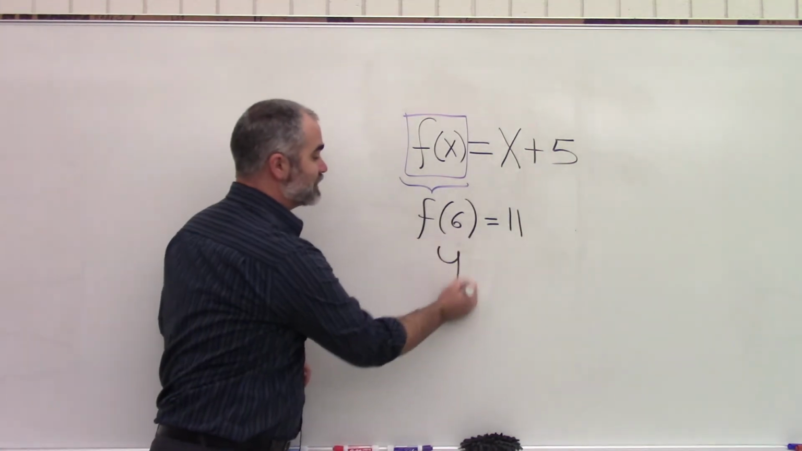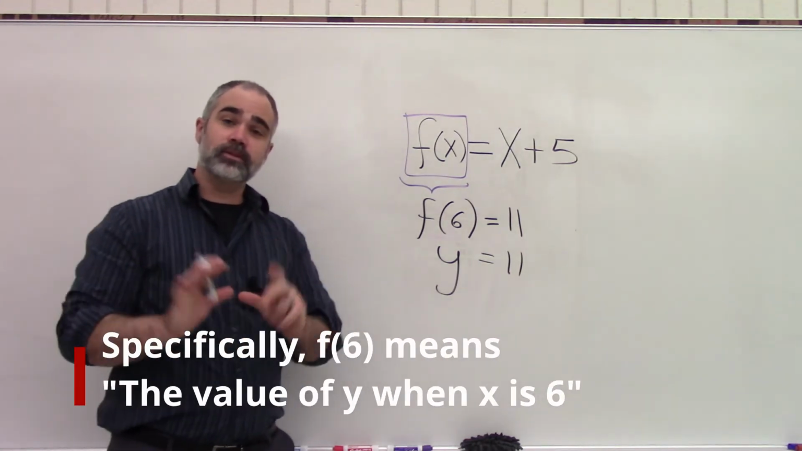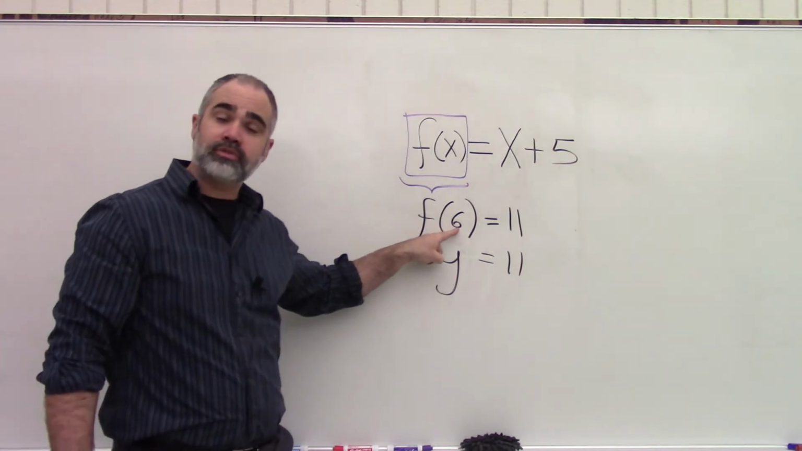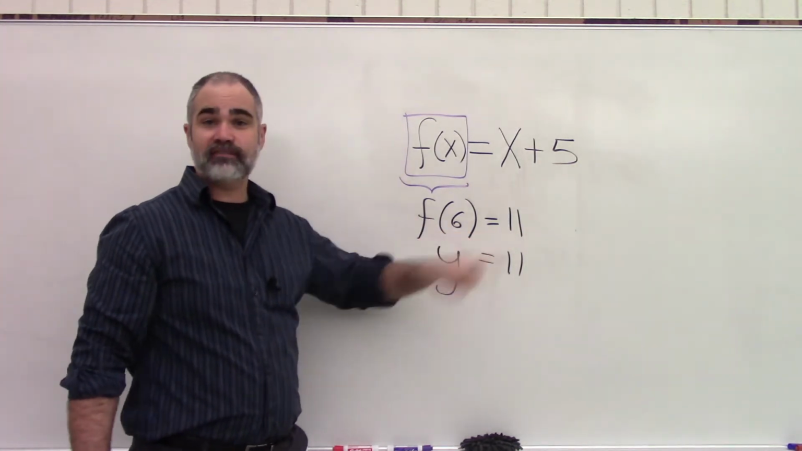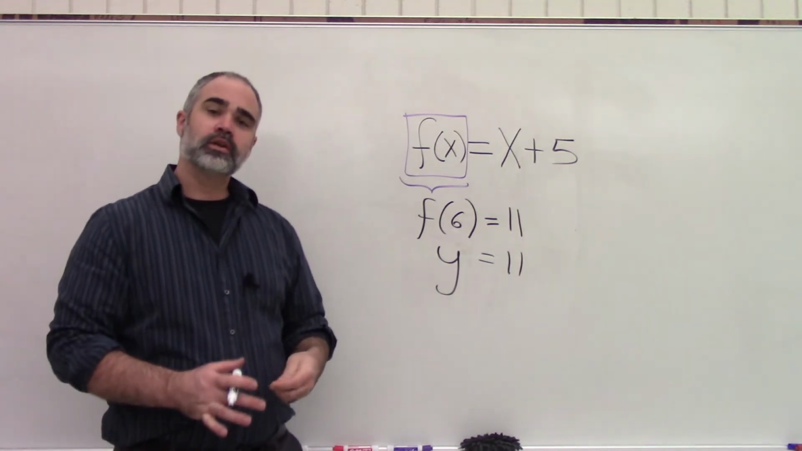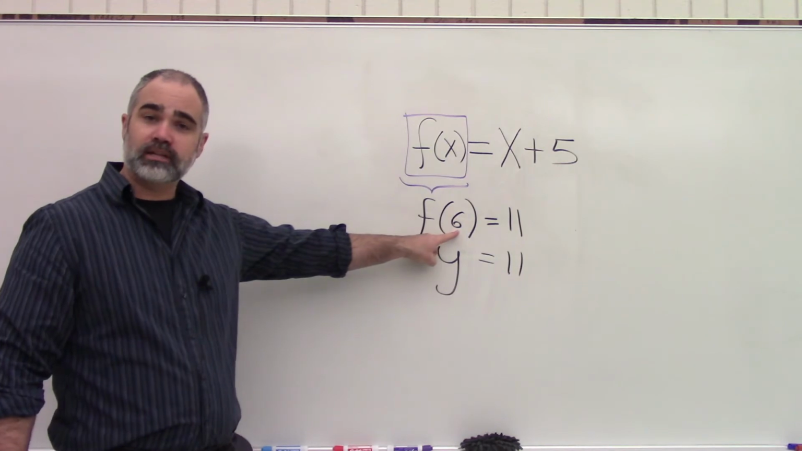This is exactly the same thing as writing y equals 11. The difference, though, when using function notation, I also found out what the input was that gave me 11. Remember, inputs and outputs, that's the whole concept of the function. So for me to have an output tells me what button was pushed on the vending machine first.